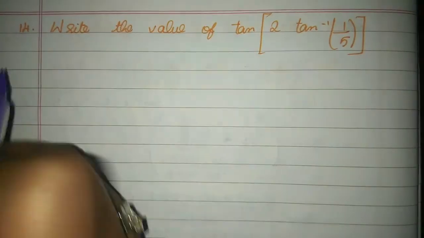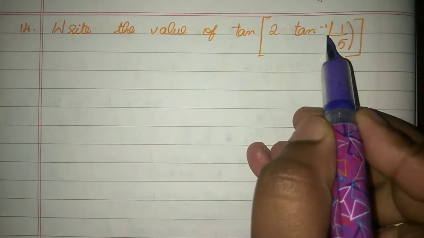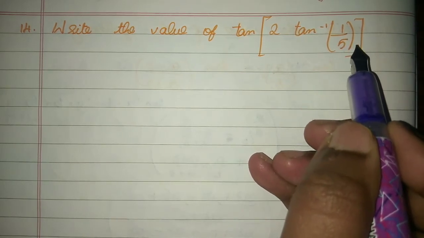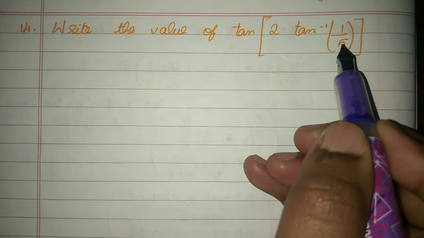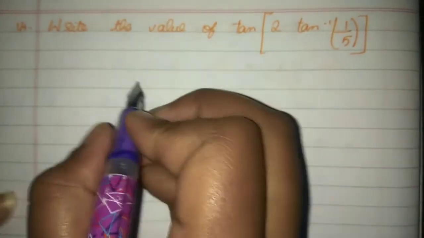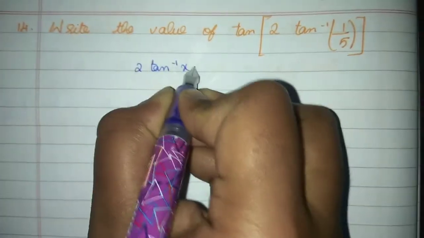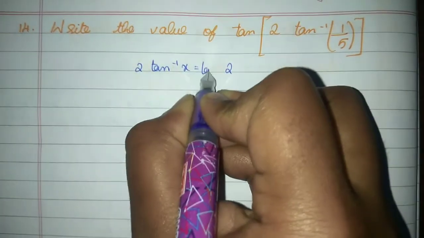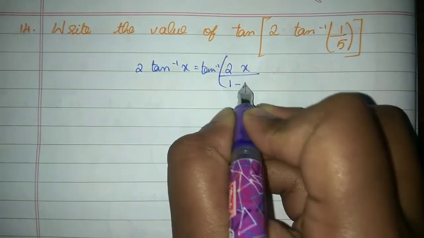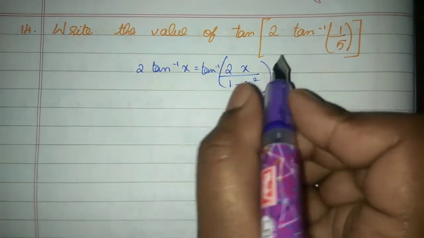That's it. Question 14. Write the value of tan of 2 tan inverse 1 by 5. So do we know the value of where tan is 1 by 5? We don't know all those. No. So instead of doing all those, we can just simplify. If you know the formula, we know the formula. 2 tan inverse of x is equal to tan inverse of 2x divided by 1 minus x square. This is a formula, no? So we will be substituting this formula here.